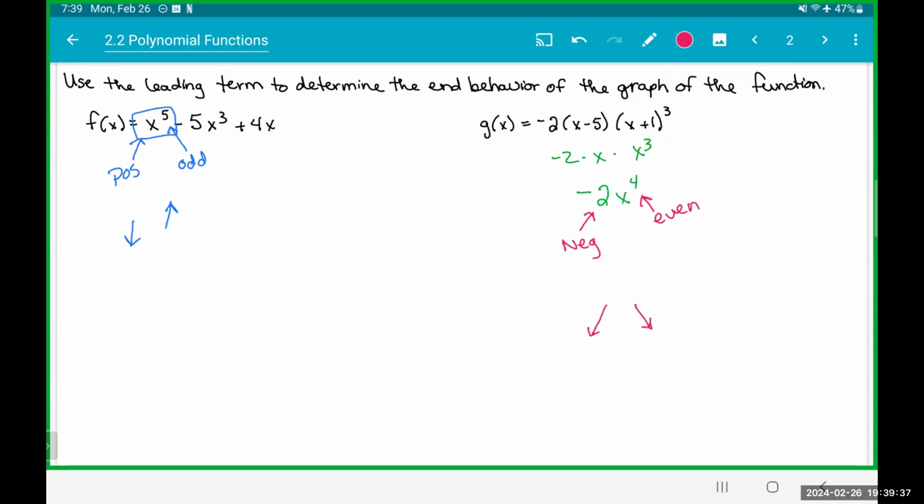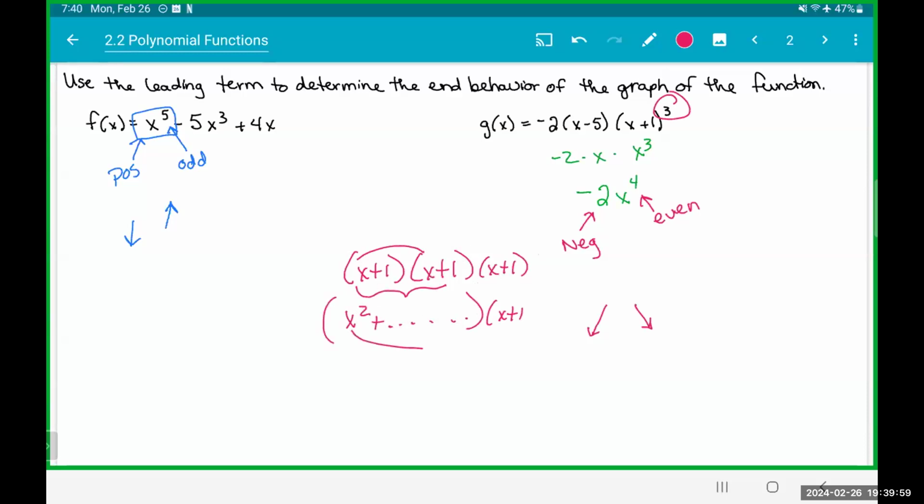x cubed? Yep. So if I had x plus 1 times x plus 1, times x plus 1, because that is a cube. When I do this, I end up with x squared plus all this other stuff times the x plus 1. So if I just did this one first, and then do the outer pieces here, I end up with x cubed plus all the other things. But because we only care about the leading coefficient, all that other stuff doesn't matter. Got it. Thank you.